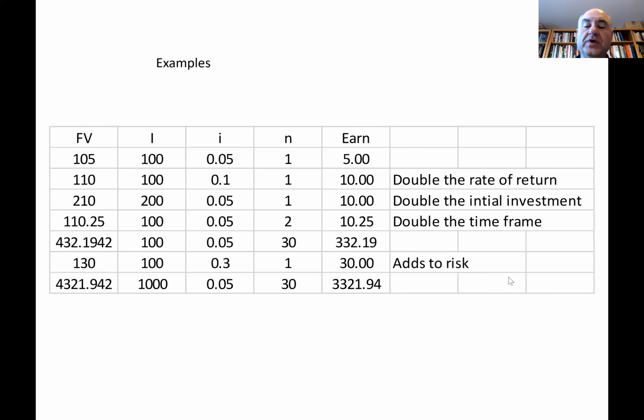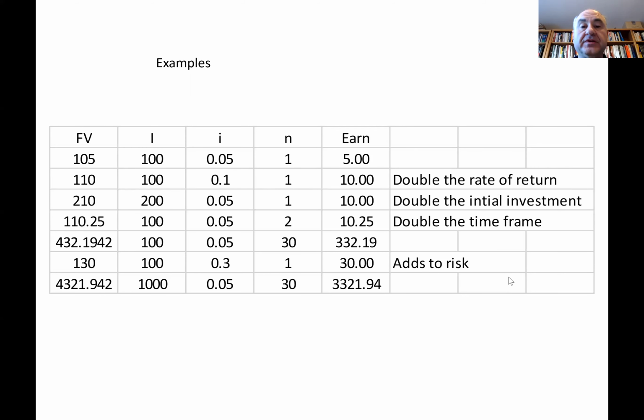But what if we doubled the initial investment? So if we double the initial investment and keep the original interest rate on there, we'd earn $10 on that, and we'd have $210 in the future. So we'd have quite a bit more, but only because we put more aside on that.